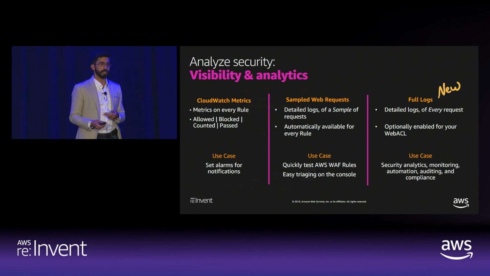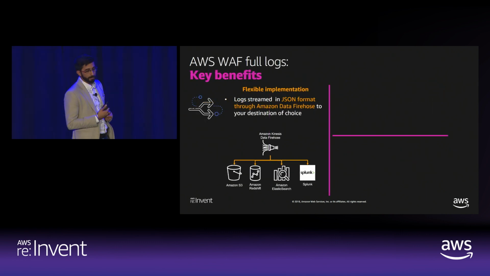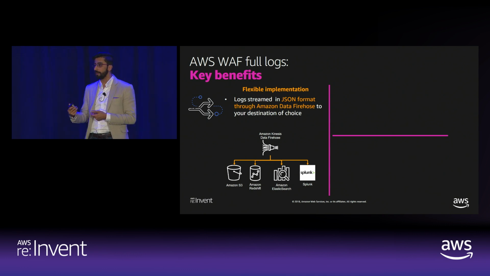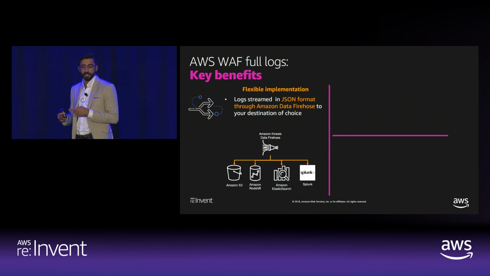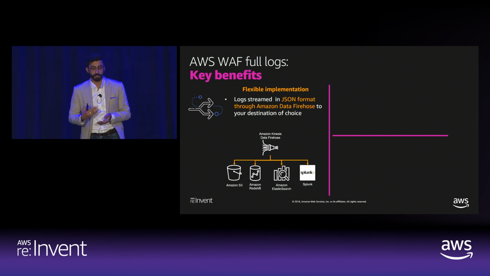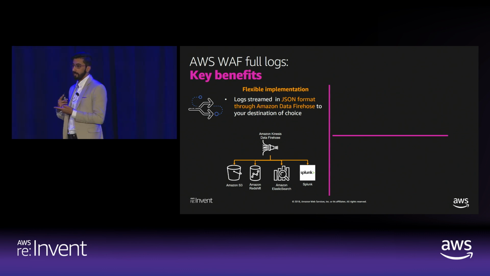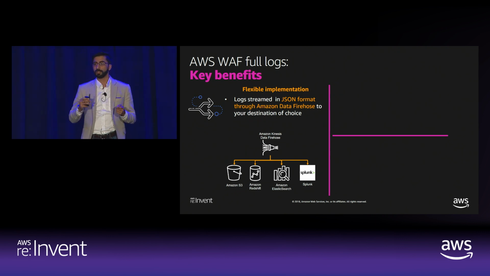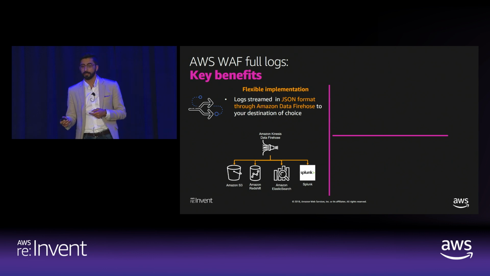And we built full logs based on your feedback, and we built it to be extremely flexible. All of the logs are streamed in JSON format through Amazon Data Firehose to a destination of your choice. Those who are familiar with Amazon Data Firehose will know that this could range from an S3 bucket directly into a Redshift cluster. You could be sending it into Elasticsearch or directly into your Splunk.